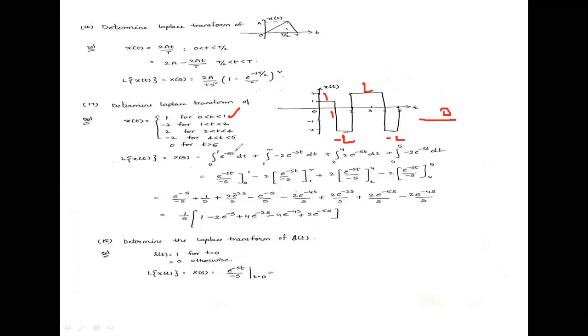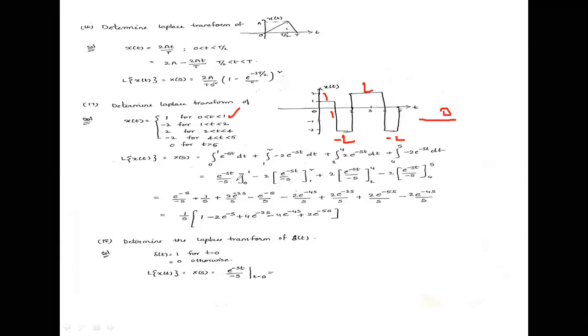From 0 to 1, integral of e power minus st dt, the magnitude is 1. And 1 to 2, the magnitude is minus 2, e power minus st dt. And 2 to 4, the magnitude is 2, e power minus st dt. And 4 to 5, the magnitude is minus 2, e power minus st dt.